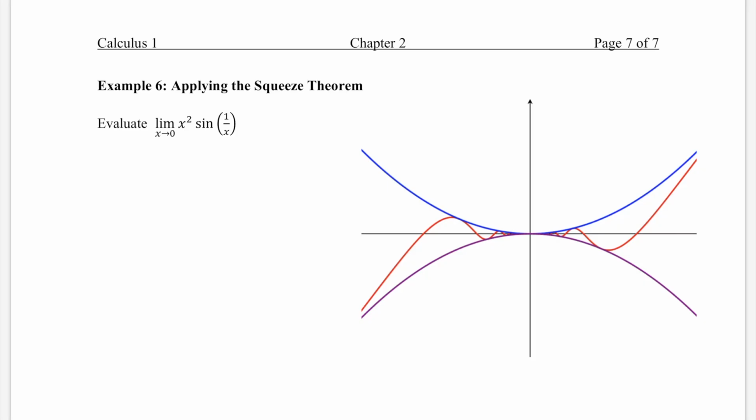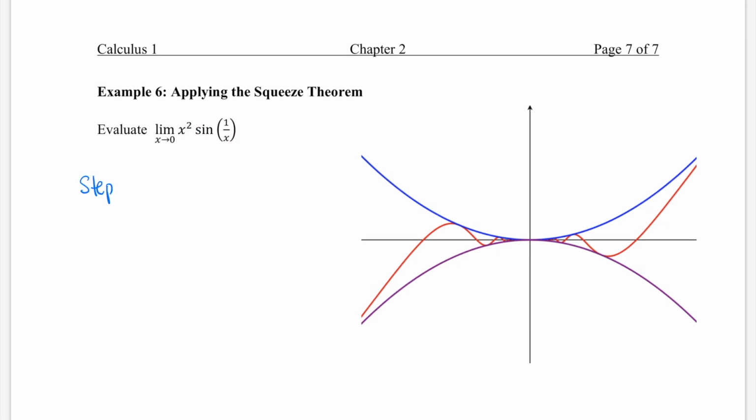Step 1. Use the basic fact about the sine function. We know that for all real numbers, sine is always between -1 and 1. Now, multiply every part of this inequality by x squared. Since x squared is always non-negative, the inequality signs do not change.